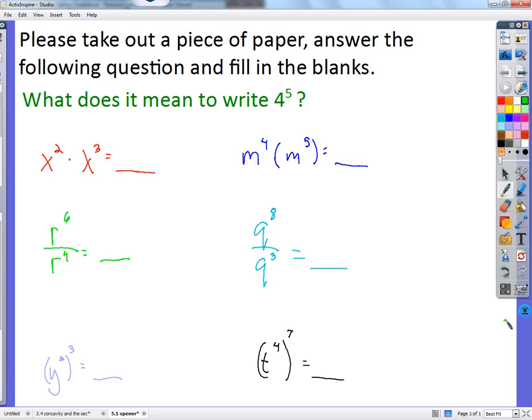Sir. The first question: what does it mean to write, well, how do we even say, first? 4 to the 5th power, that's good. 4 to the 5th is good. 4 raised to the 5th, that's a different way. So what does it mean to write that? How many times? 5 fours, okay. 4 times 4 times 4.